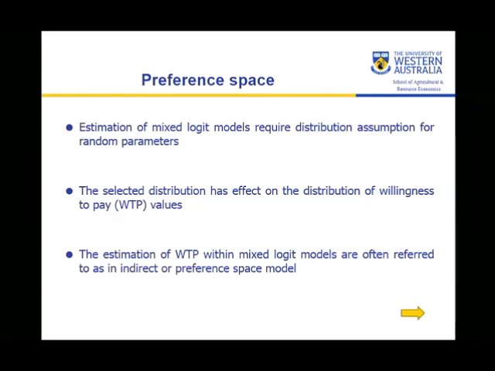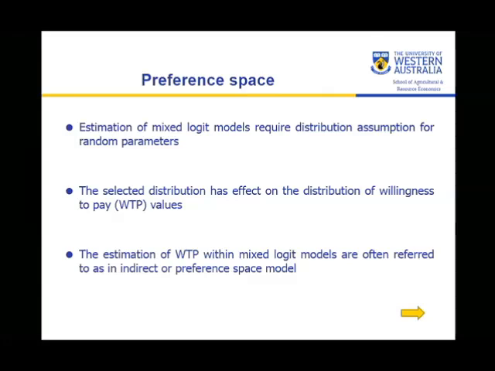Now, the selected distribution tends to have effects on the willingness to pay estimates that we derive from these models. By willingness to pay, we are looking at the marginal rate of substitution between the monetary attributes and the non-monetary attributes. So you have a set of monetary attributes and a set of non-monetary attributes. And you take a ratio of non-monetary attributes to the monetary attributes, then you have the willingness to pay.